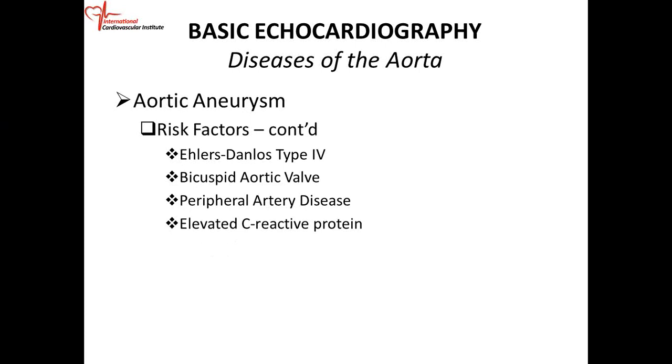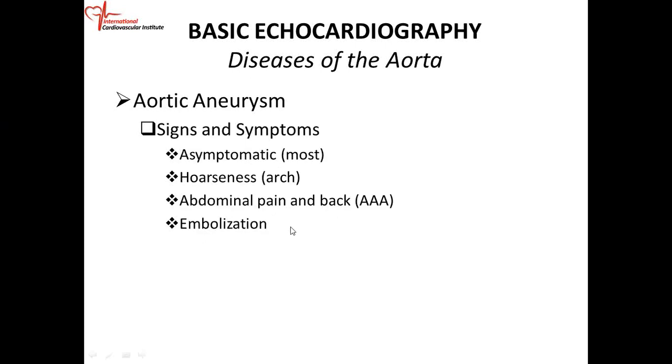Patients with bicuspid aortic valve, a significant proportion of them will have ascending aorta aneurysm. So patients with bicuspid aortic valve tend to have ascending aortic aneurysm. Patients with peripheral artery disease, because they tend to have atherosclerosis, they tend to have aortic aneurysm as well. And if you have elevated C-reactive protein, that's also a risk factor.